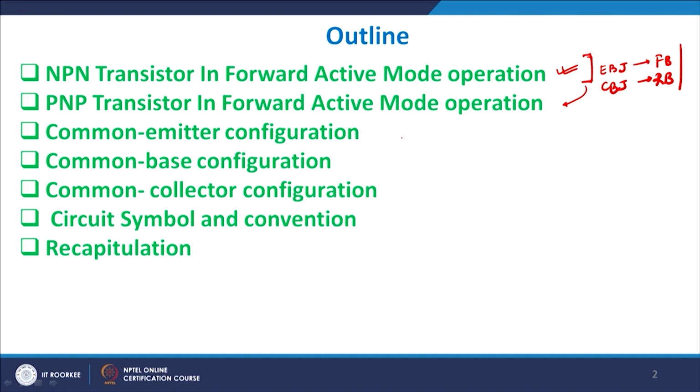So, this is your forward active mode which you see. We will also look into the 3 configurations of working of this transistor, which are common emitter, common base and common collector, and then we will see some of the conventions and circuit symbols used, and then we will recapitulate what we have learned across this module.